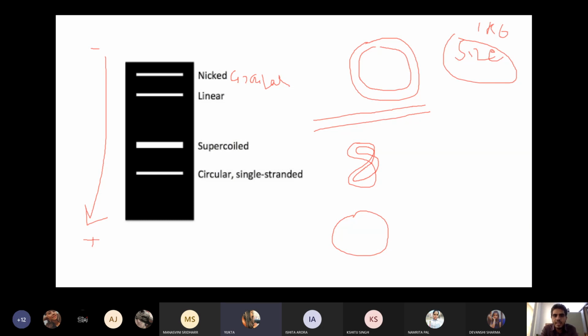But why is linear moving slower? Sir, as Manaswini mentioned, the nicked one has the unwound part of the DNA, so it is loosened a bit, and that is what makes its conformation different from the supercoiled and the circular.